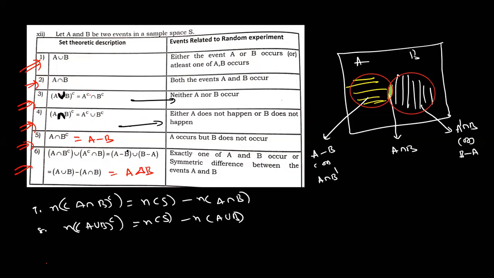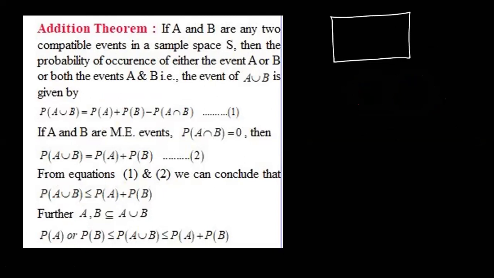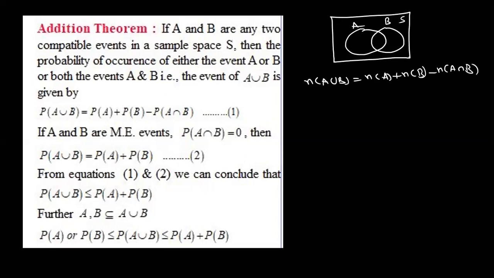Oh, correct. Dear student, this is the addition theorem. Addition theorem. Just now we discussed: sample space S is there, A is there, B is there. So I think all of you know the formula: N of A union B is what? N of A plus N of B minus N of A intersection B. Yes, students, that is the answer.